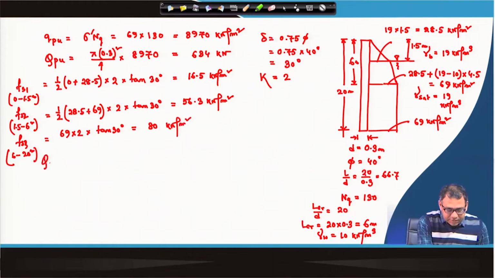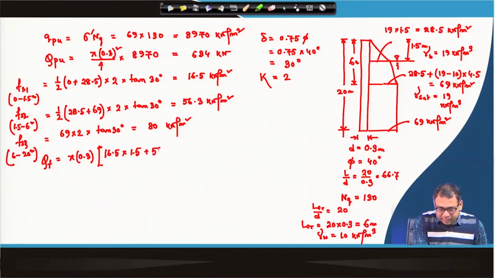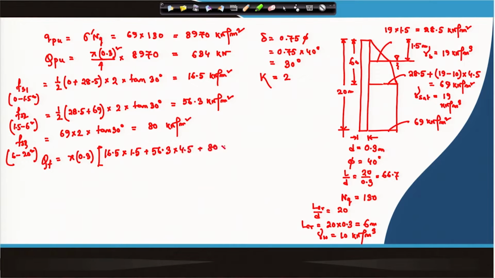So, total friction resistance is equal to pi d, and for the first part it is 16.5, length is 1.5, second part 56.3, length is 4.5, and third part is 80, length is 14. So, this is equal to 1317 kilonewton.